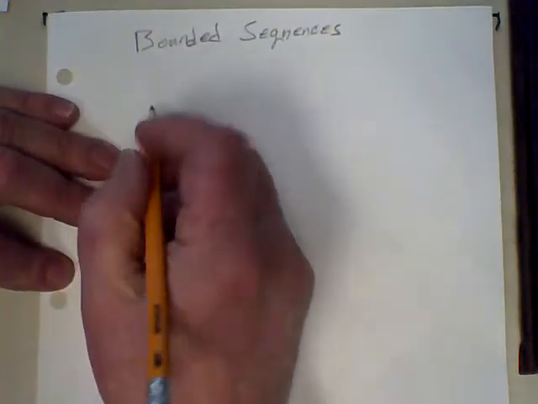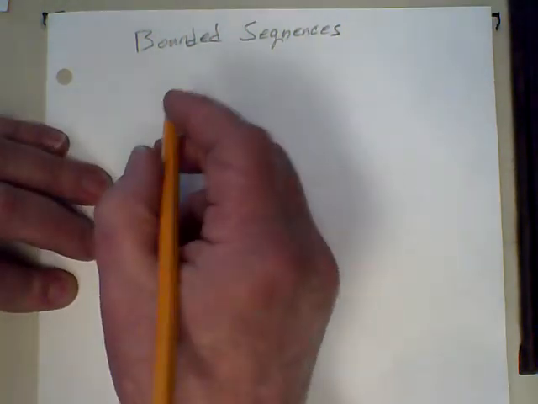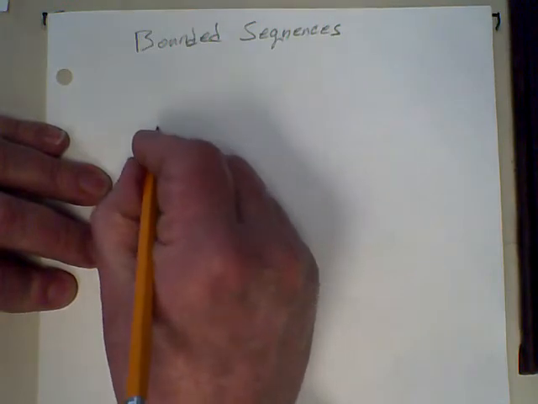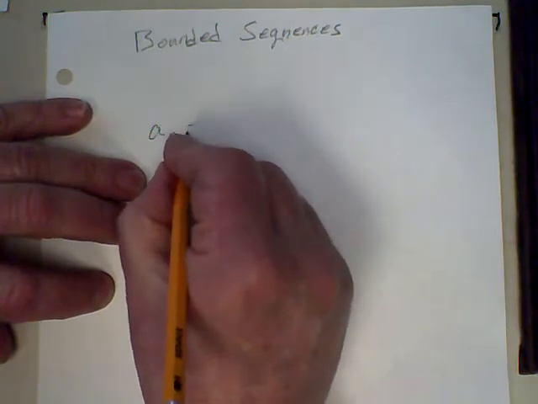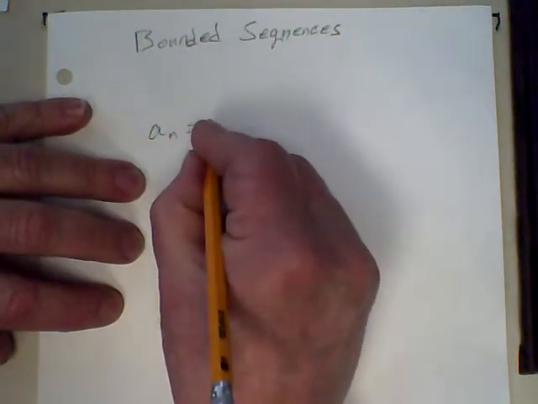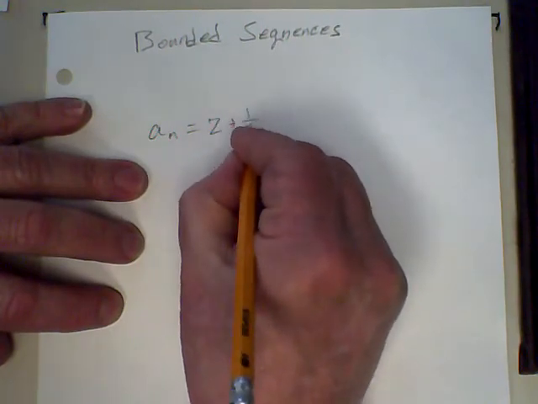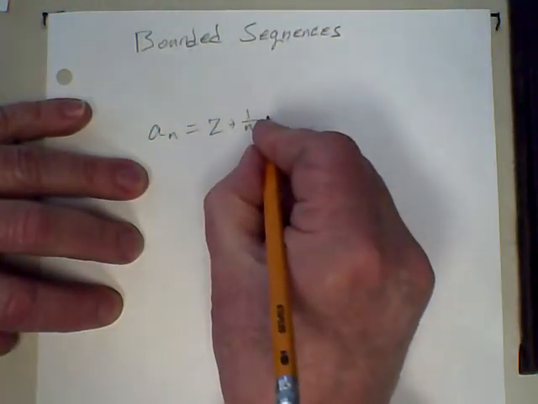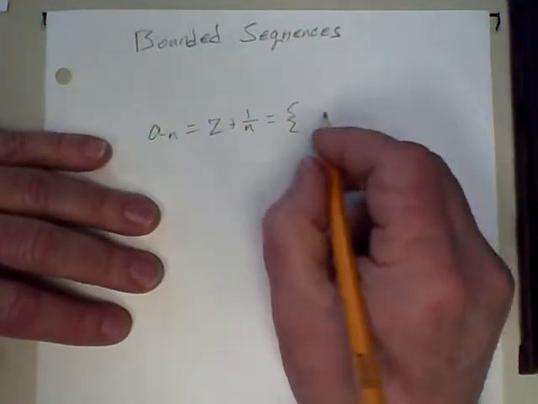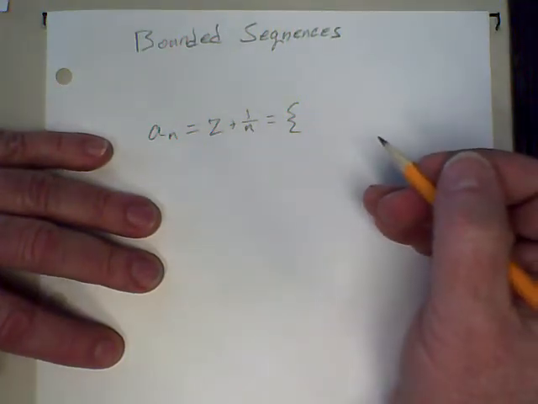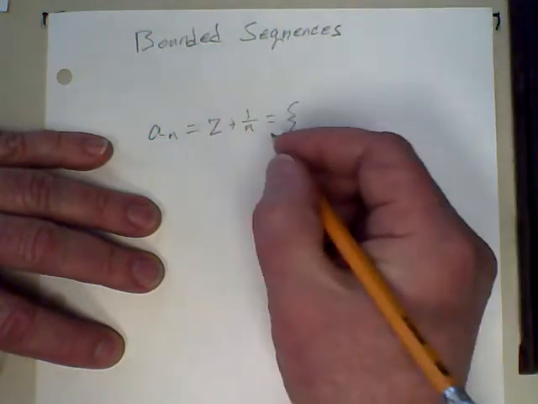Okay, so when we're talking about sequences, we sometimes talk about a sequence being bounded. And so if we had a sequence that was something like 2 plus 1 over n, okay, we could write out a few terms there. And what we would want to do is look and see if there was a boundary on the values, and a place where the values never went above or below. And so let's take a look at what happens.